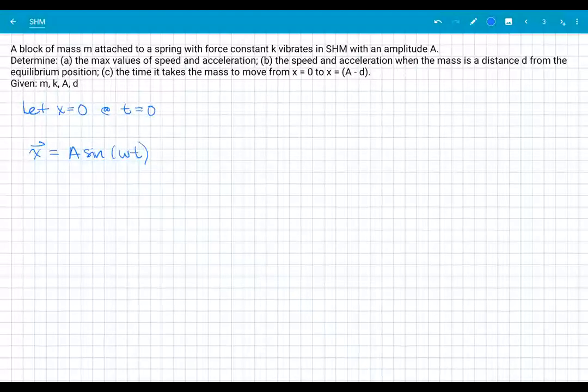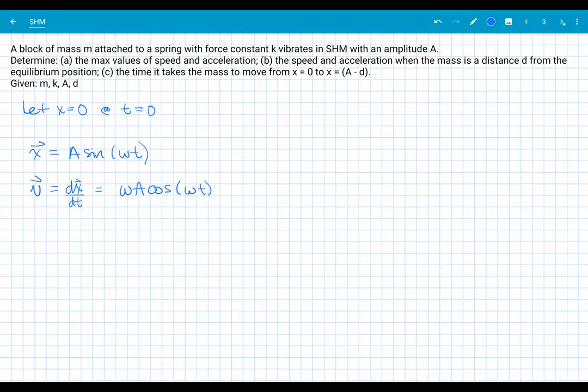All right, so here is my position function. I can then write my velocity function here. That'll be the first derivative of that position function with respect to time. So that's going to be equal to omega a cosine omega t. And my acceleration function, of course, which is just dv/dt. Sorry, that's supposed to be a v.